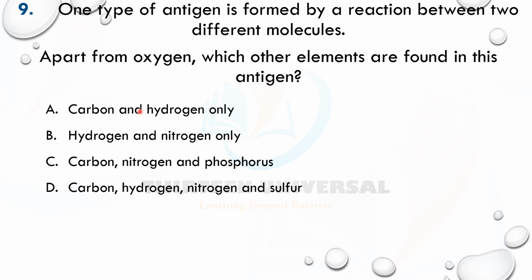Now this says B. B does not have carbon. Carbon must be there, right? Now phosphorus shouldn't be there because glycoprotein doesn't have phosphorus. So this is eliminated. It's only nucleic acid that has it. D says carbon, hydrogen, nitrogen, and sulfur. Of course, we're looking at this sulfur because we are looking at glycolipid.